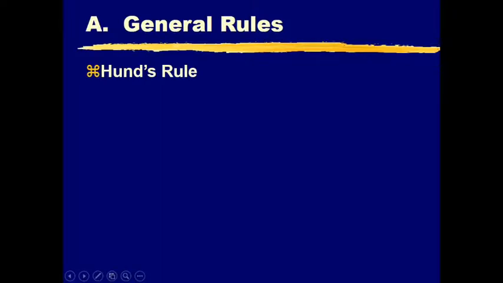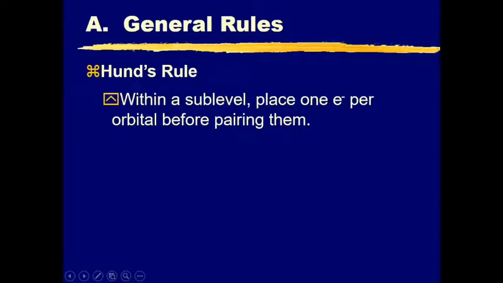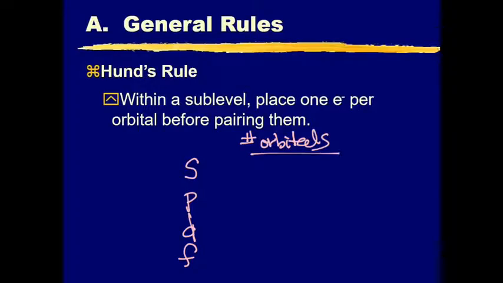The next rule we have is Hund's Rule. Within a sublevel, you have to put 1 electron per orbital before you pair them up. If we go back and remember some of the math we worked with for sublevels, our sublevels are S, P, D, and F. The S sublevel has 1 orbital, P has 3, D 5, and F 7.